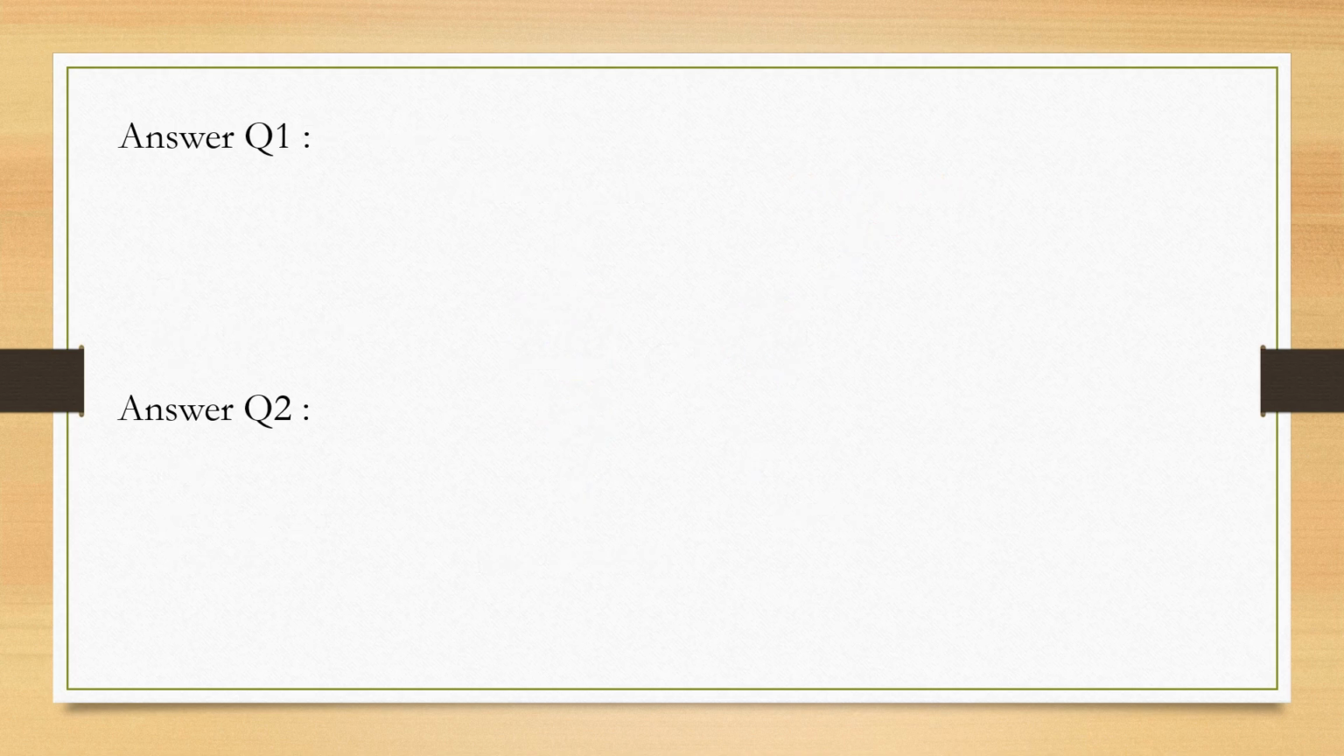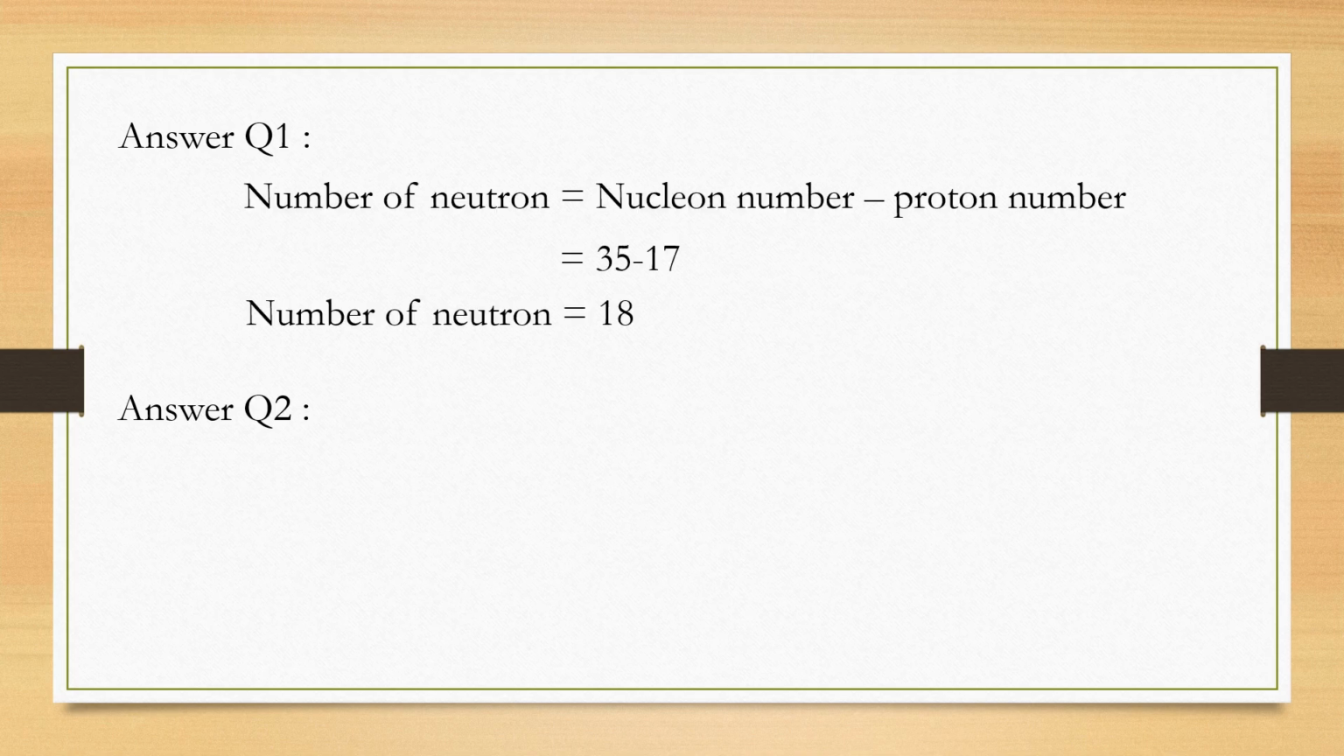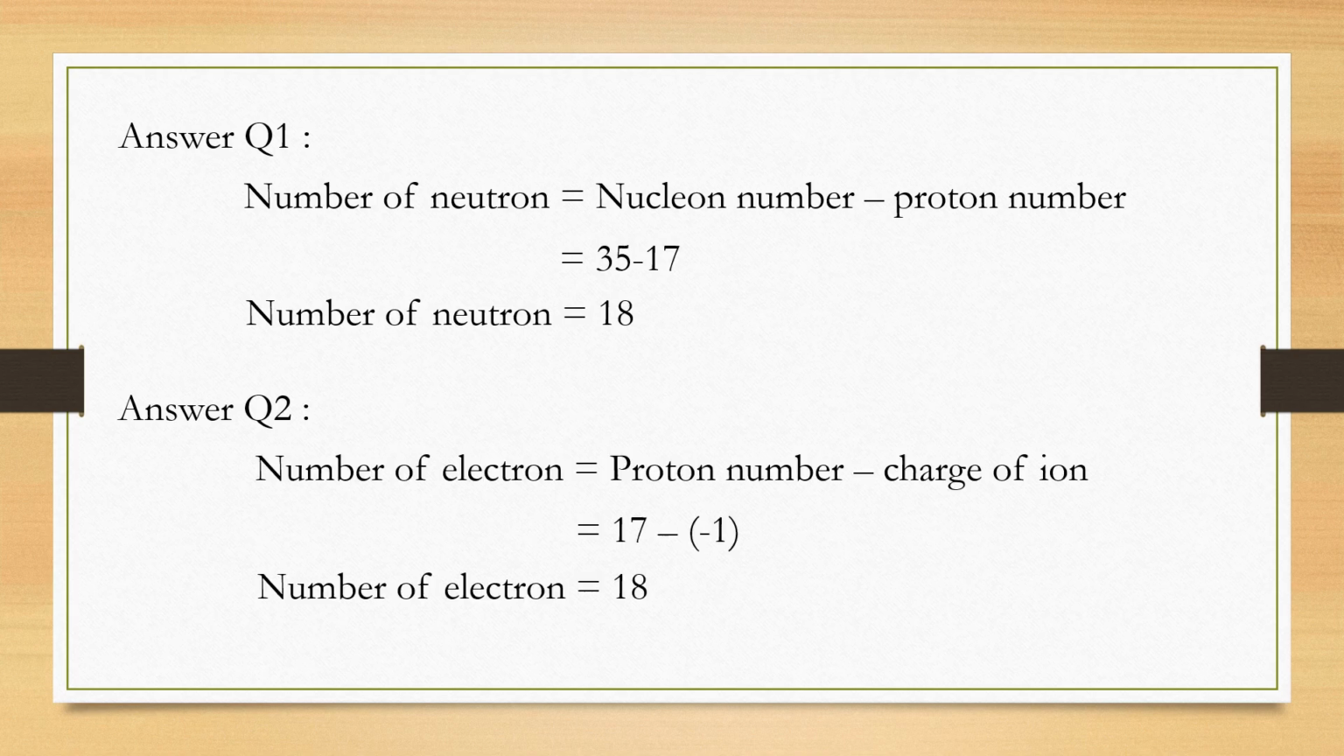From previous slide, we can calculate number of neutrons. Number of neutrons can be obtained by deducting proton number from nucleon number. The number of neutrons is equal to 35 minus 17, which is equal to 18 neutrons. For question 2, the number of electrons is equal to proton number minus charge of ion. Since the charge of chlorine is -1, therefore the number of electrons is equal to 18 electrons.